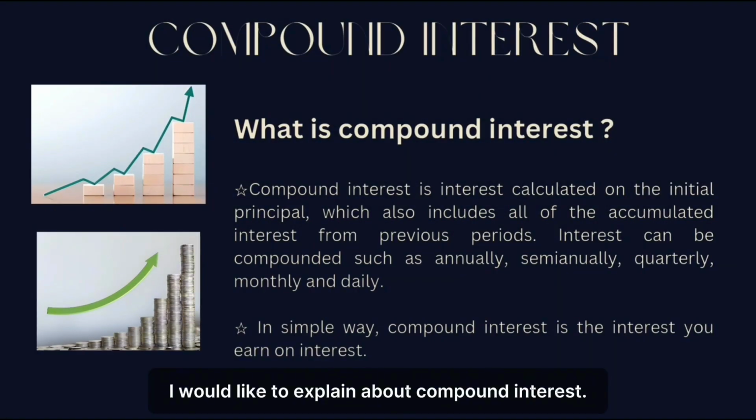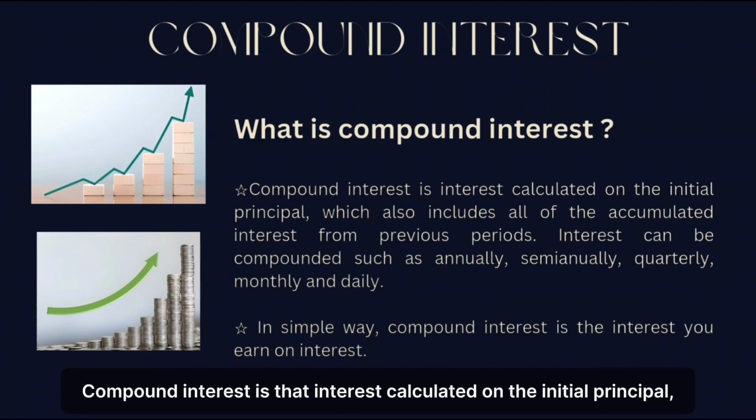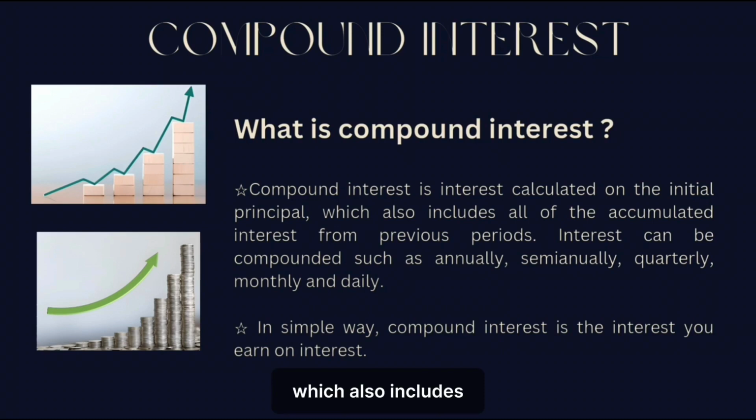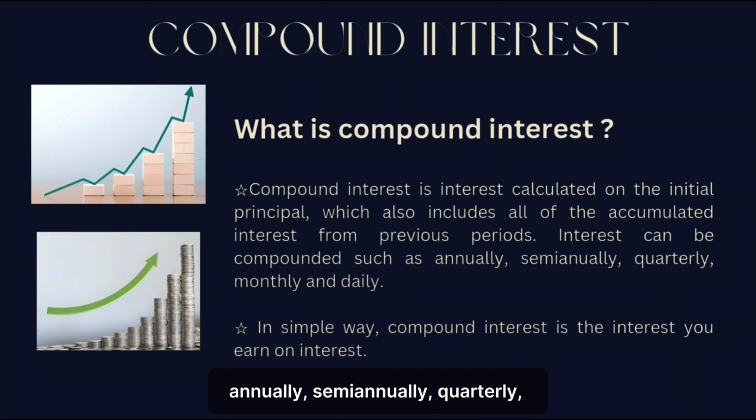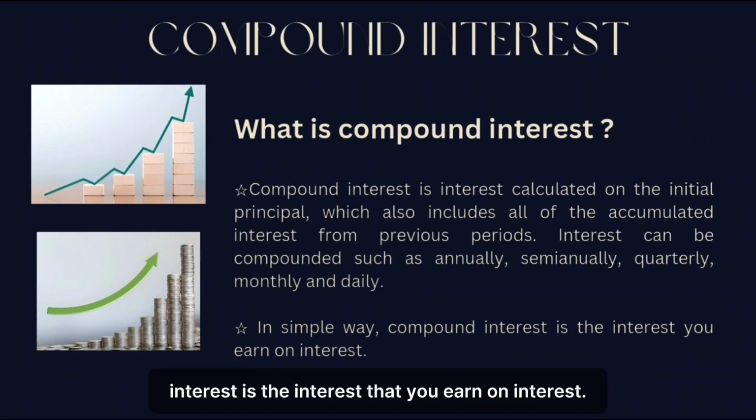I would like to explain about compound interest. Compound interest is interest that is calculated on the initial principal, which also includes all of the accumulated interest from previous periods. Hence, interest can be compounded annually, semi-annually, quarterly, monthly, and daily. To be precise, compound interest is the interest that you earn on interest.